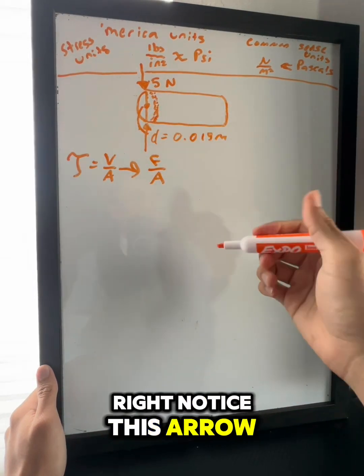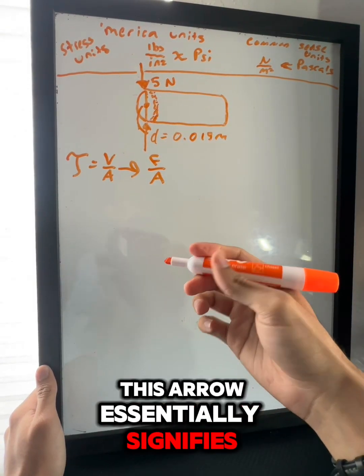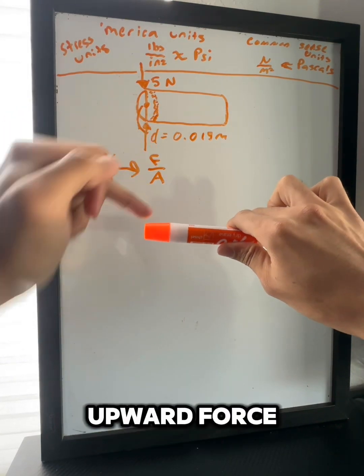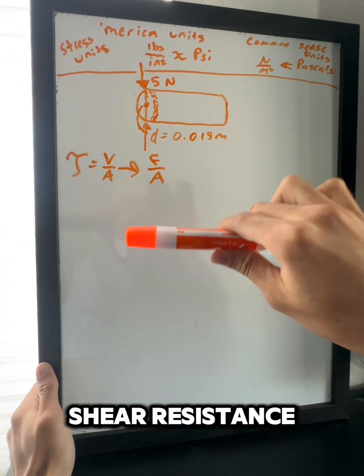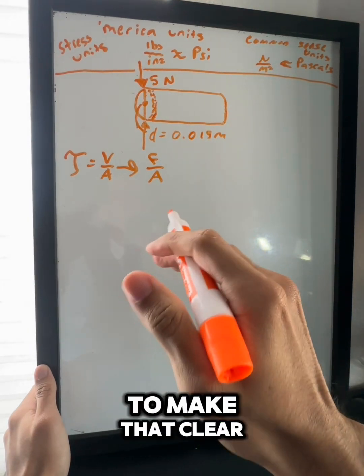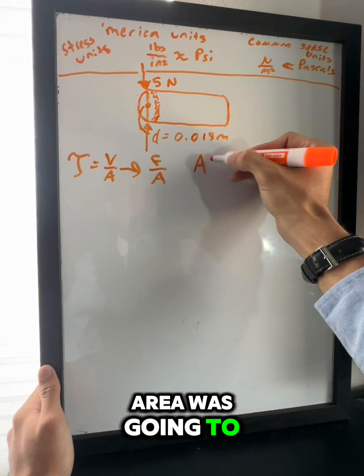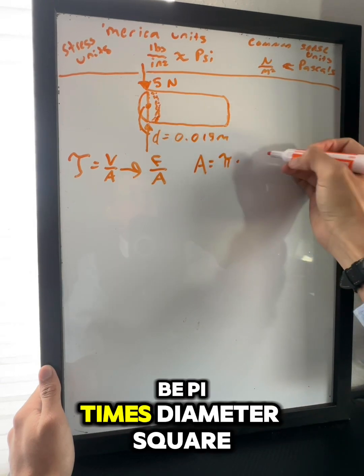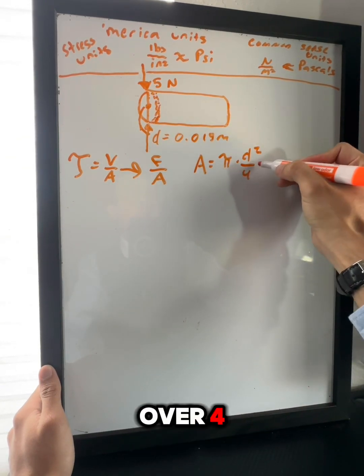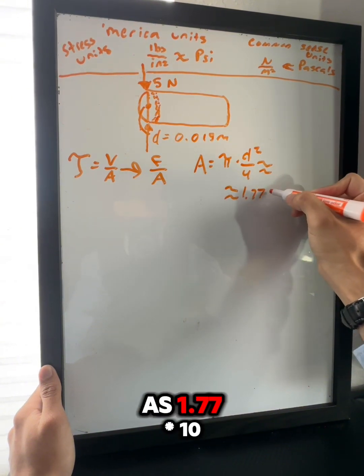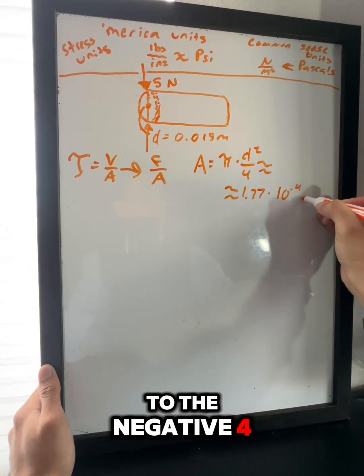Notice this arrow. This arrow essentially signifies that the material is resistant with an equal and opposite upward force. That is the internal shear resistance. Okay, I just wanted to make that clear. Now, we knew that the area was going to be pi times the diameter squared over 4, which was the same as 1.77 times 10 to the negative 4 m squared.